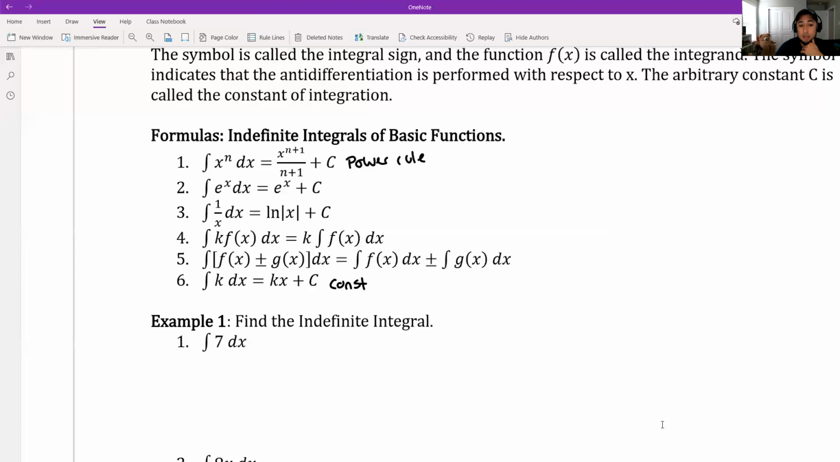Okay, with that being said, let's go ahead and get started on finding these antiderivatives. Taking an integral and finding an antiderivative. Okay, so first one up is the integral of 7 dx. 7 is a constant, which means this will use the constant rule. Okay? So the integral of 7 dx is 7x plus c. That's it. That's the antiderivative.